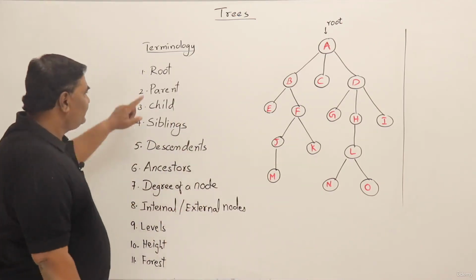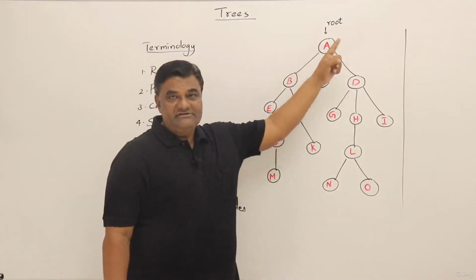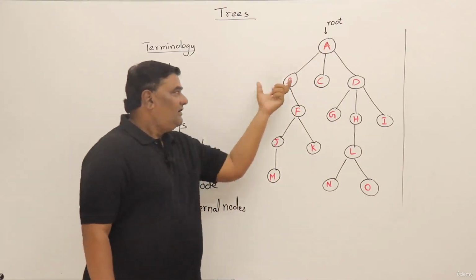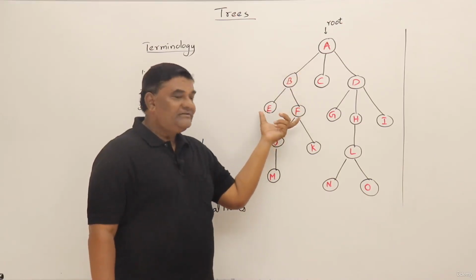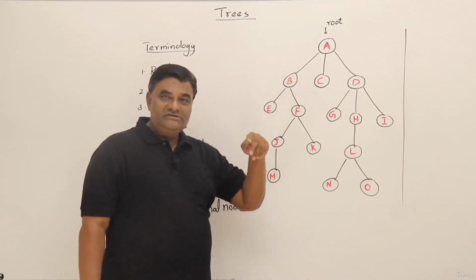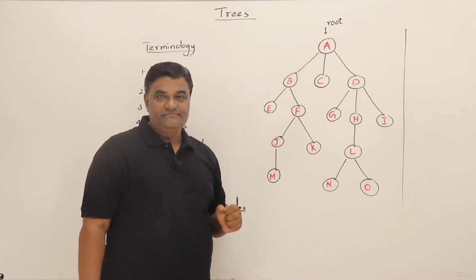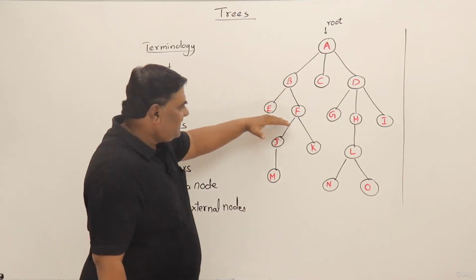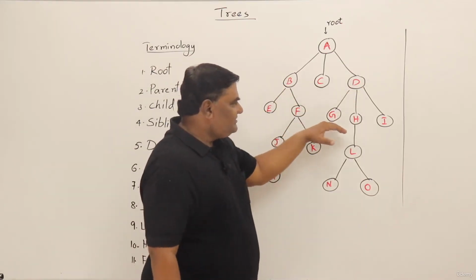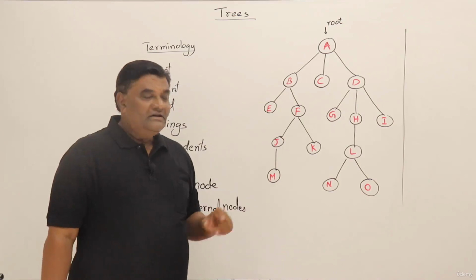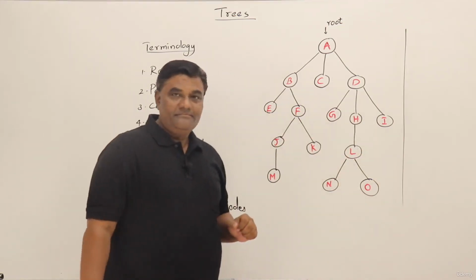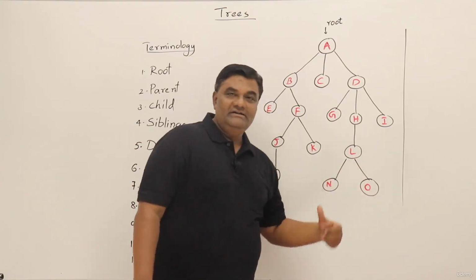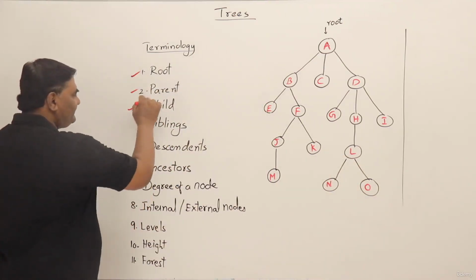Now let us look at the terms. First, root. The very first node on the top is a root. Parent and child. A node is a parent to its very next descendants, those children which are connected with just one edge. So for B, E and F are its children. For D, G, H, I are children of D. So D is a parent of G, H, I. N and O are children of L. L is a parent of N and O. So we have finished these.